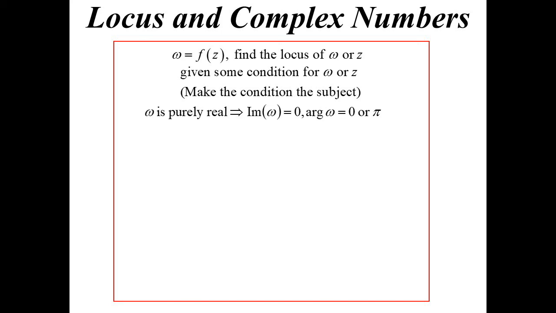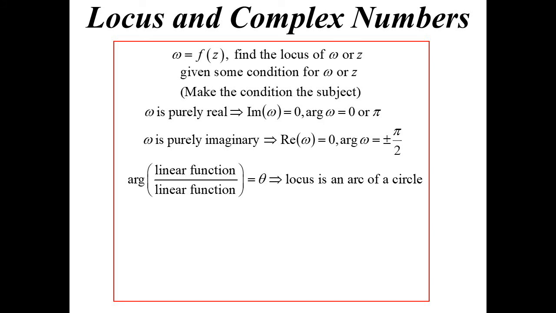Now, some things to look out for. If they tell us that omega is purely real, then the key there is that means the imaginary part of omega must be 0, or we could say the argument is 0 or pi. So that's an idea for that situation. If it's purely imaginary, then that tells me the real part is 0, or the argument is plus or minus pi on 2.